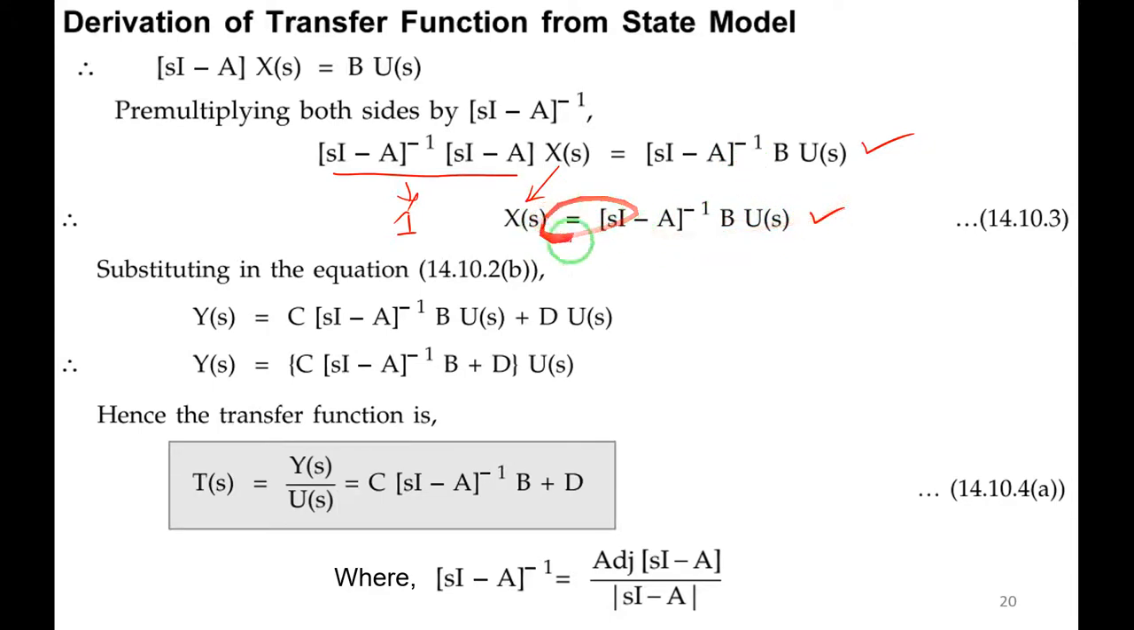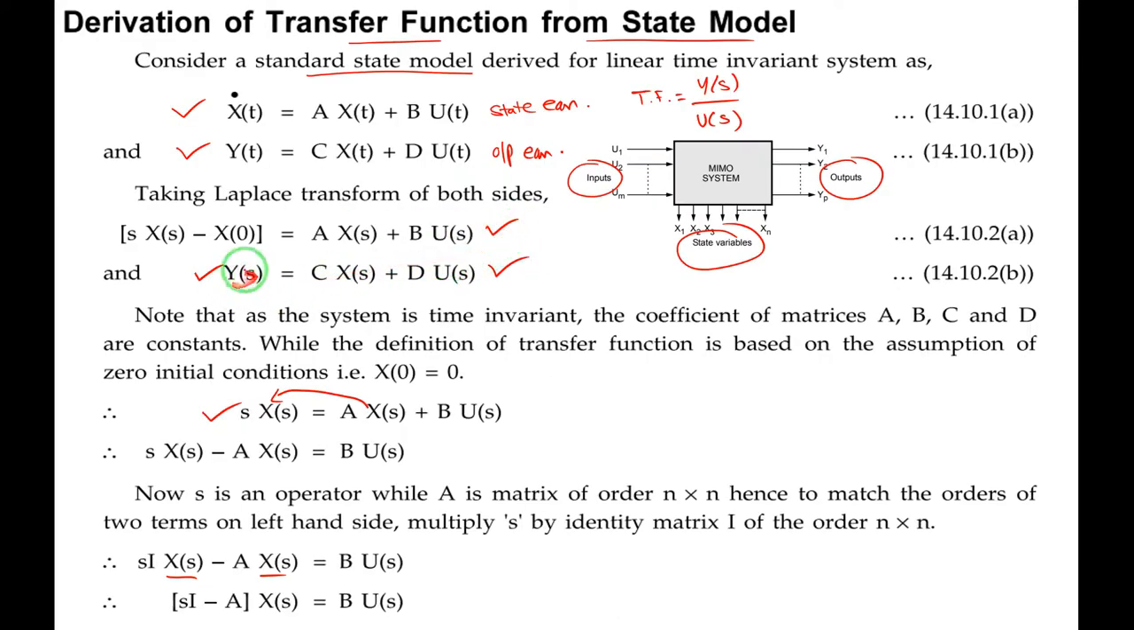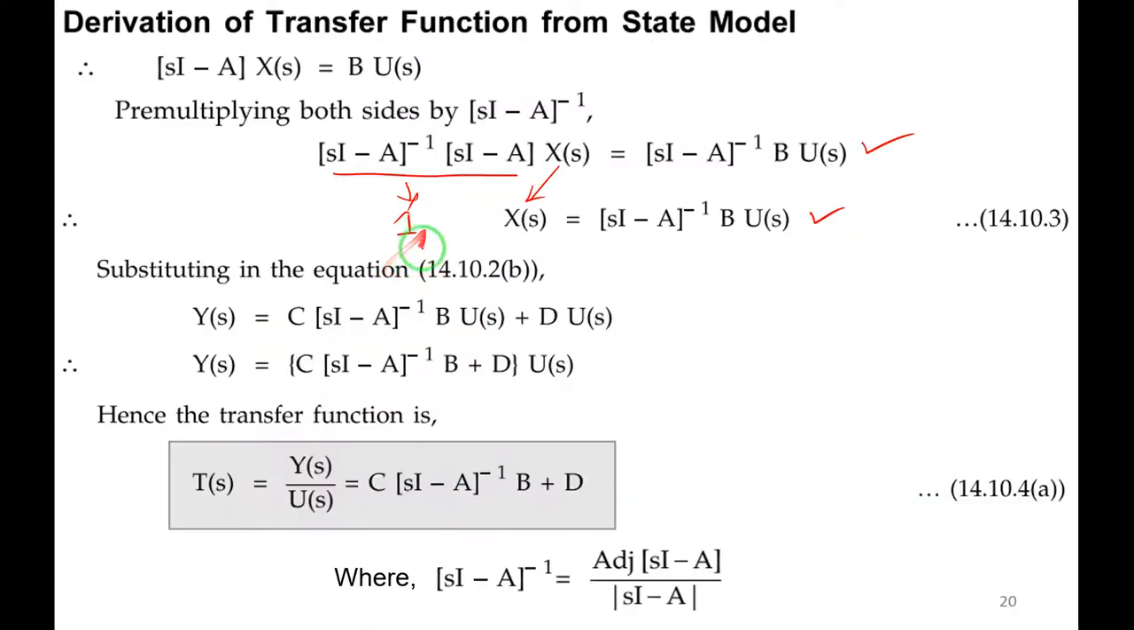This is X of s, I got it. Let me substitute this value of X of s in the Y of s equation. So Y of s equals C into X of s plus D into U of s. What is X of s? We will substitute here: this one. So Y of s is equal to C into (sI minus A) whole inverse B into U of s, plus D into U of s.